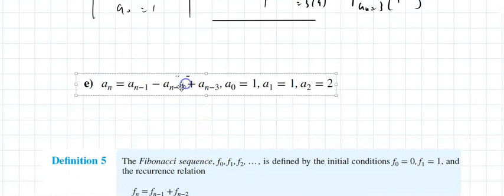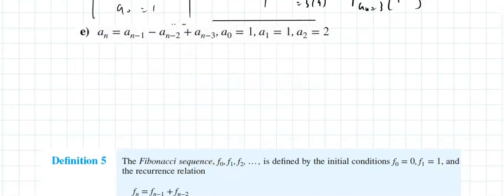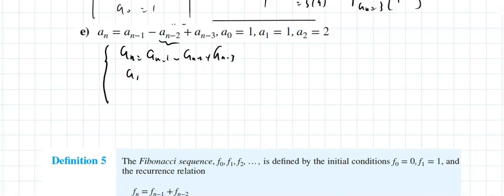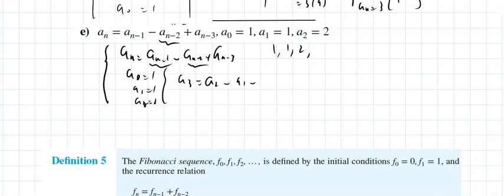On the exam, either will be accepted. And here's to find any term, take the term before it and subtract it from the term before and add it to the term before. And here they have to give you at least 3. So here we have 1, 1, 2. Now, to find a sub 3, that is, according to this, the term before it minus the term before that plus the previous term. A sub 3 is 1 minus 1 plus 2, which is 2, of course.